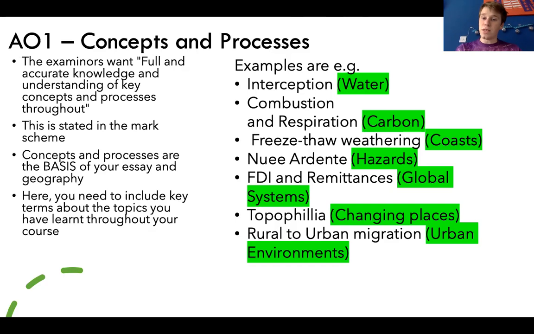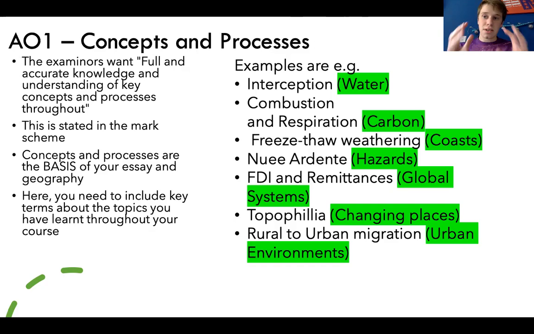Coasts: freeze-thaw is for weathering, so that actually links to glaciation because you know it. Hazards: that's nuée ardente. I can't pronounce those perfectly, but that's what it is. Global systems: FDI, foreign direct investment, and remittances, so the flow of labour and flow of capital throughout the world. Place: topophilia, your love of a place, and how that could change over time. And then for my urban environments, rural to urban migration.